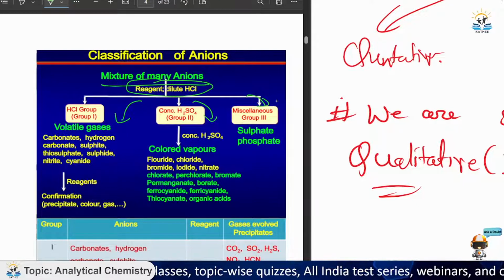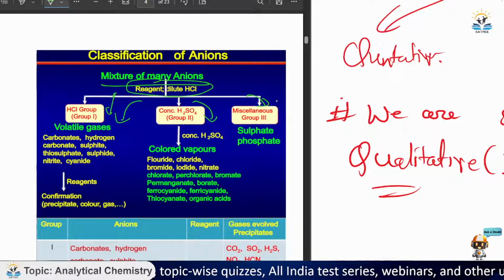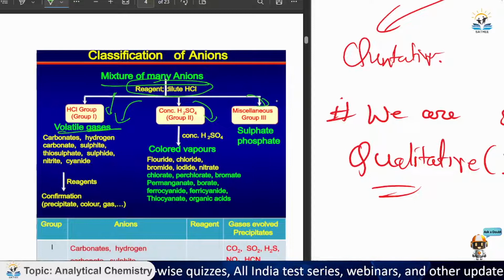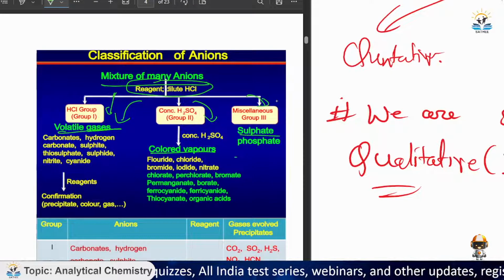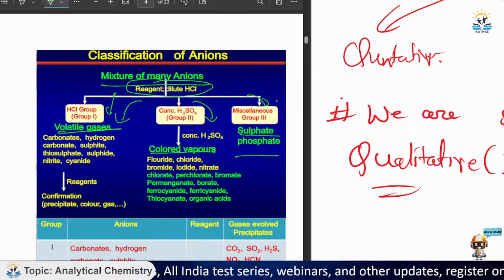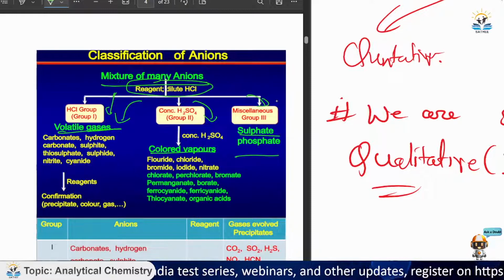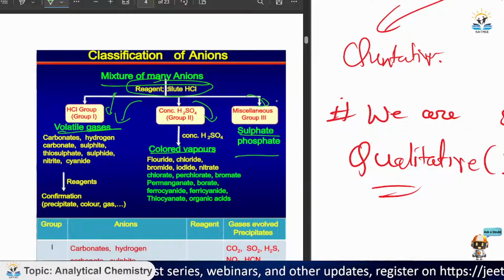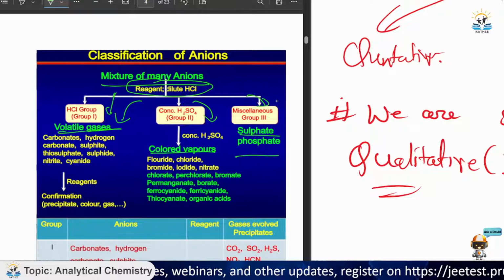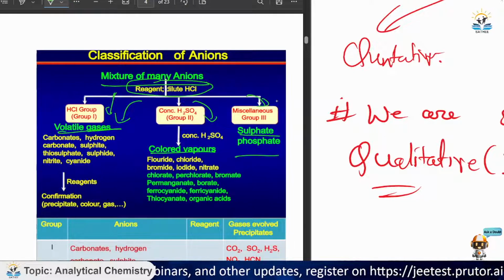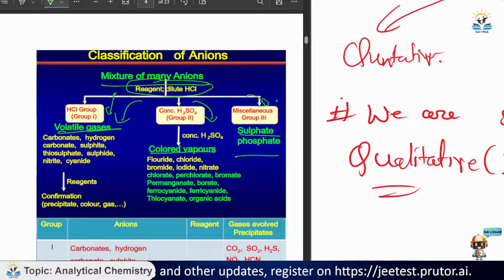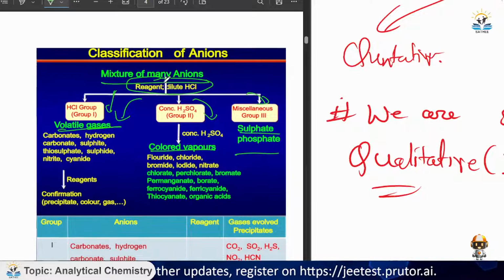Now, for the first group, it is volatile gases. The second is colored vapors, and the third is sulfate and phosphate. We will come to the third one later. In the first one come carbonate, hydrogen carbonate, sulfide, thiosulfate, sulfite, nitrite, cyanide. Okay, let's move on to the direct part.